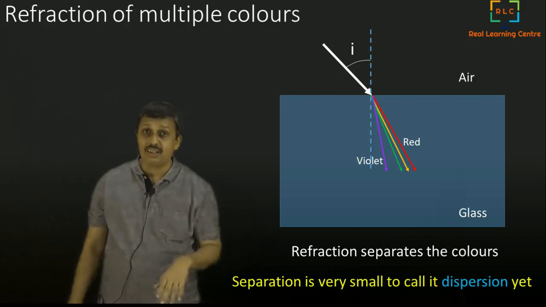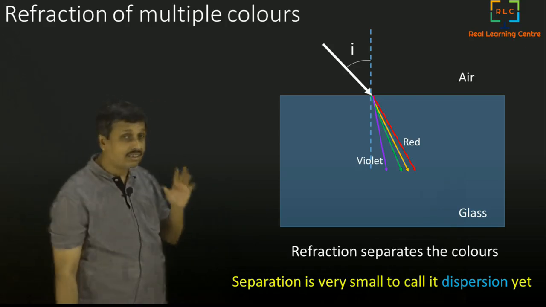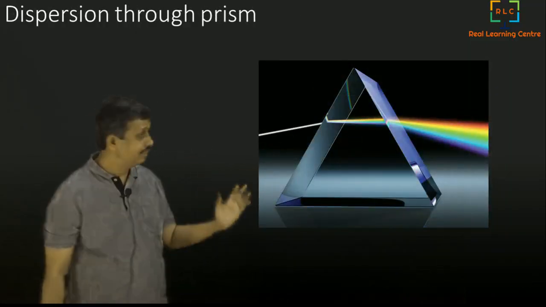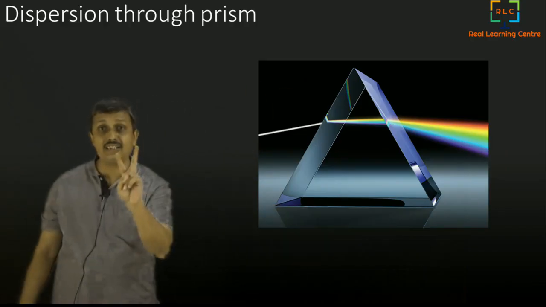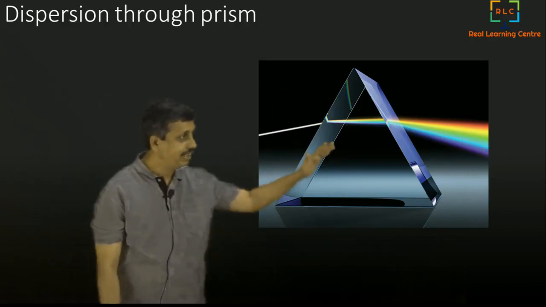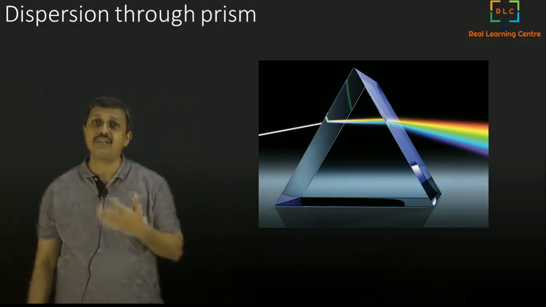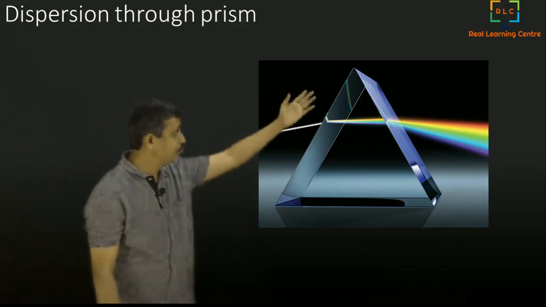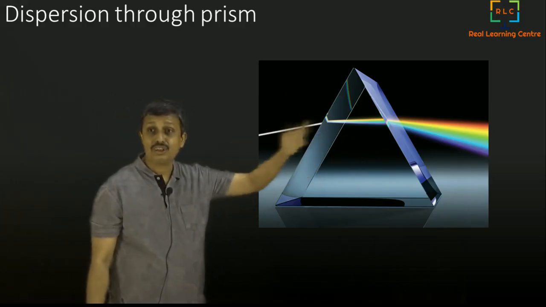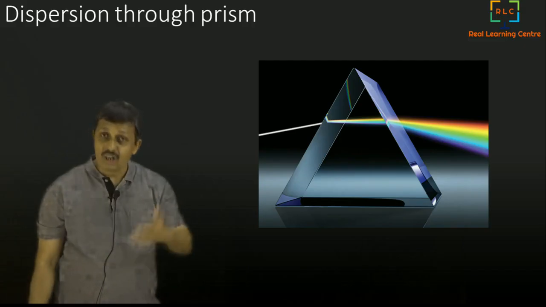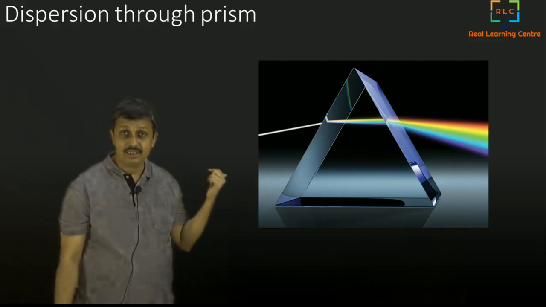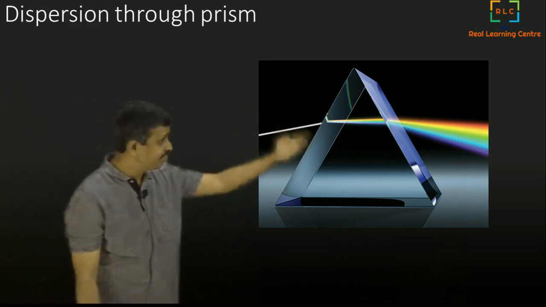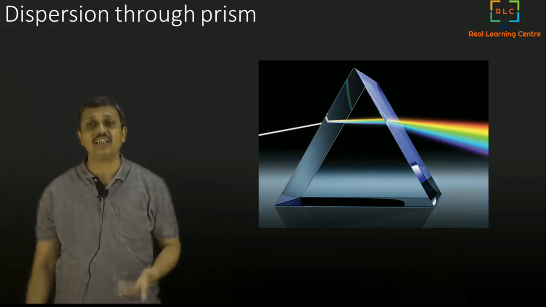However, if we construct this glass in a different way, like a prism, where there is an angle like this, and in two places it deflects, when it is entering and when it is getting out, in both places it gets separated. When it gets separated more, you can see beautiful colors. These colors were already there in the white light, but we were seeing only white. Now they are separated physically, and you can see them as different colors.